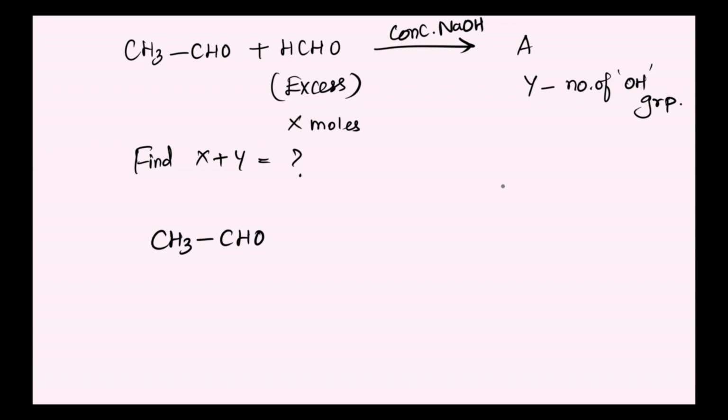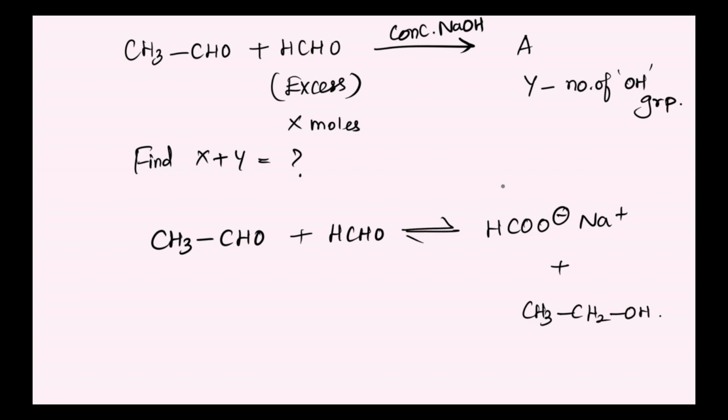CH3CHO, aldehyde is given. It is reacting with formaldehyde. So the product will be formed as HCOO minus and Na plus with CH3CH2OH. This is the Cannizzaro part. Right. Ma'am, you told us no alpha hydrogen must be involved in Cannizzaro reaction. This is a crossed Cannizzaro reaction. Okay. Then, in the question, they have mentioned excess.